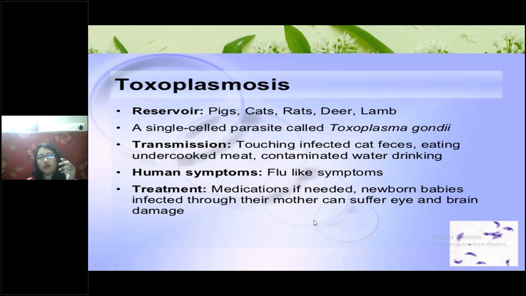And from the mother to the baby, it can be transmitted, and the babies can have different types of disorders. So there can be eye and brain damage also. So you might remember about toxoplasmosis.